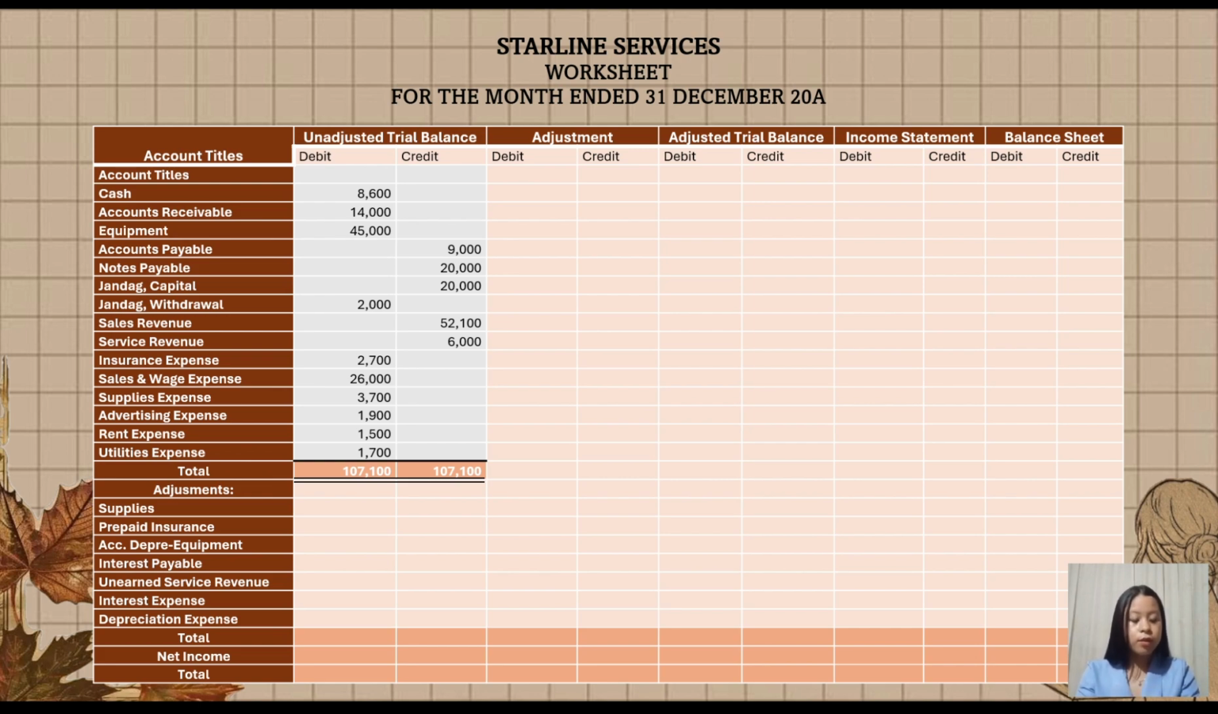Sales revenue and service revenue are recorded on the credit side. All expenses such as rent, utilities, advertising, and wages are on the debit side. At this stage, the total debit and the total credit are equal, which proves that the journal entries were recorded correctly.